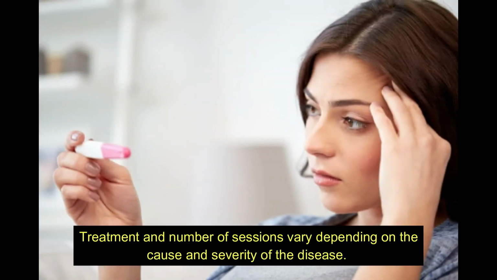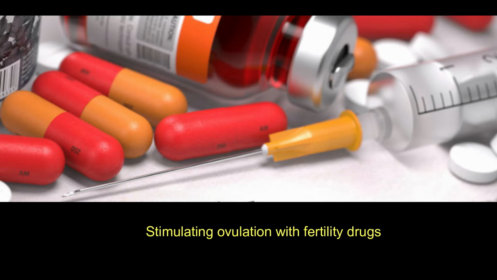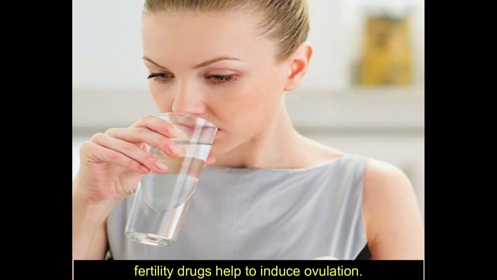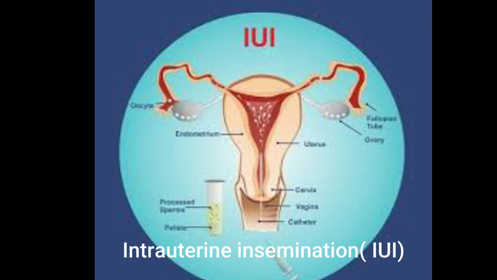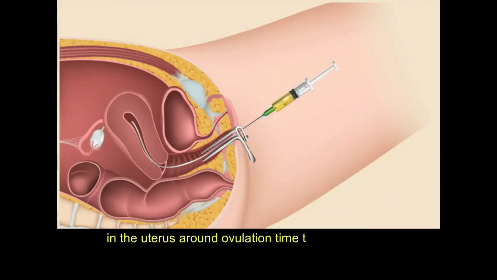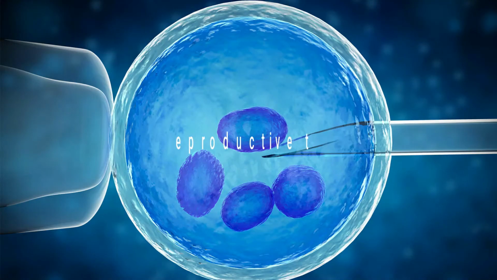Treatment of female infertility. Treatment and number of sessions vary depending on the cause and severity of the disease. Some common treatments are: Number 1. Stimulating ovulation with fertility drugs. Women who are infertile due to ovulation failure, fertility drugs help to induce ovulation. Number 2. Intrauterine insemination, IUI. In this procedure, healthy sperms are directly placed in the uterus around ovulation time to maximize the possibility of fertilization, thus bypassing cervical mucus.